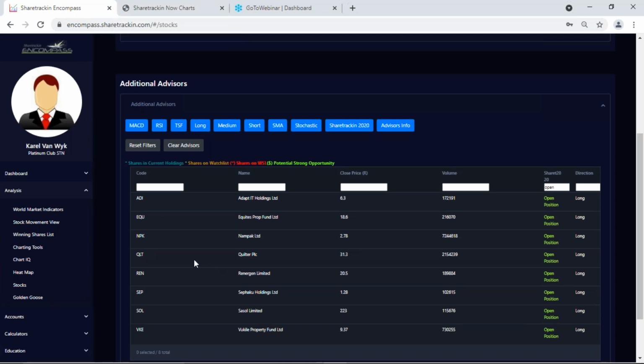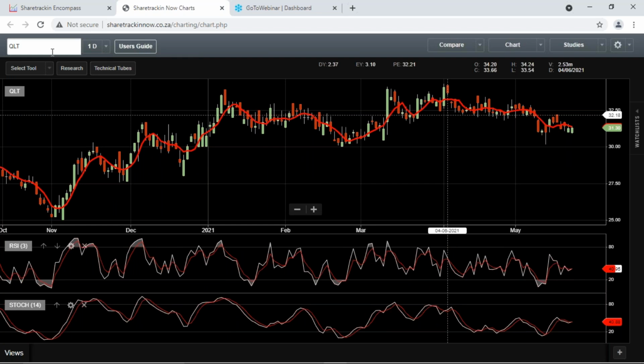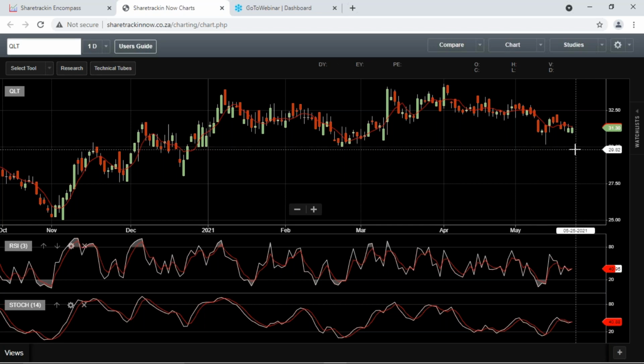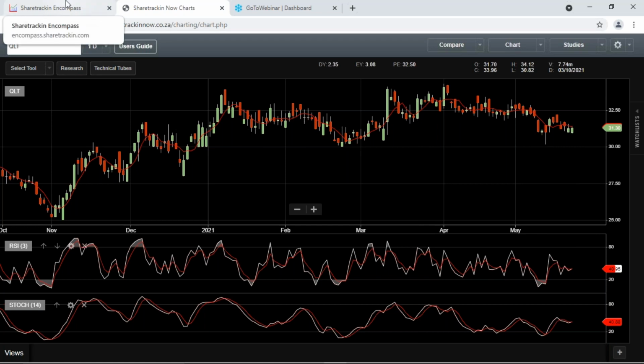If I then look at the next one, that's QLT, it's Quilter. If I can look here, also Quilter is a good share. Some days it has nice movement for day trading. Other times it looks more like a type of weekly trading share. But if I do look here, the RSI is busy crossing, the stochastic is busy crossing. So maybe a day or two, and then I would buy into this share. That's what my graphs are showing me.